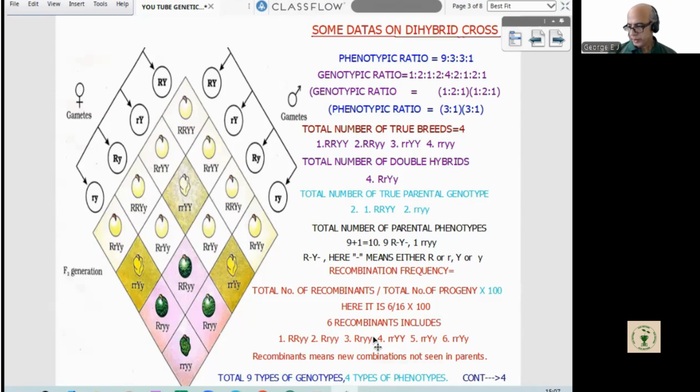Here will be 2 boxes. Here only 1. Here also 2 boxes. So total 6 box representation will be there. What is meant by recombinants? Recombinants means new combination not seen in parent. That's all. New combination, recombination. And total 9 types of genotypes and 4 types of phenotype. So it is very direct data-based theory, based on the typical Mendelian dihybrid cross from NCERT, hoping that it is clear.